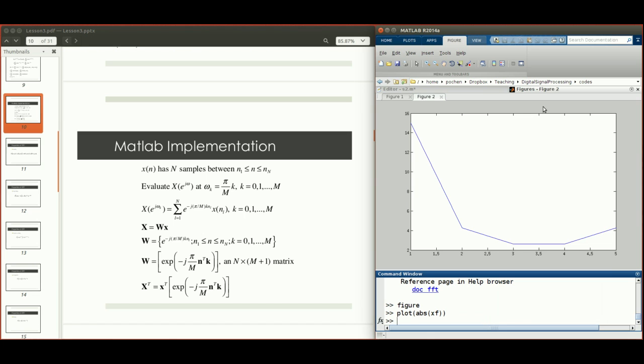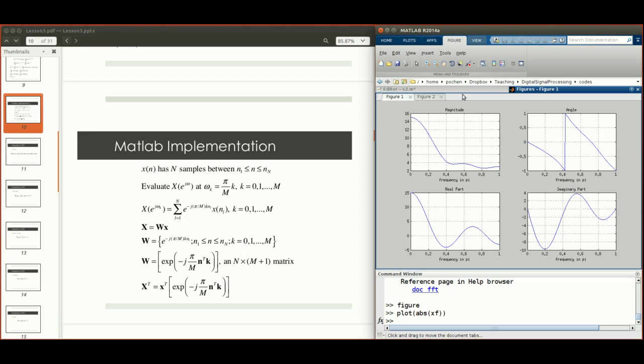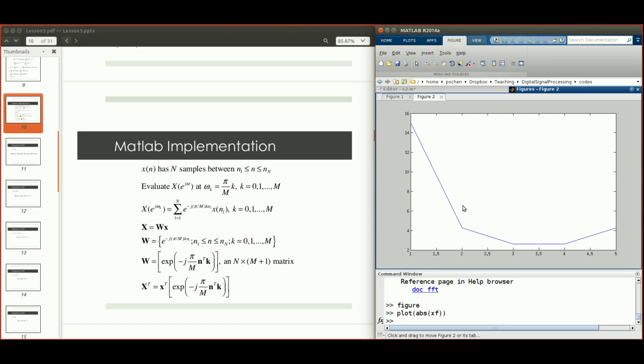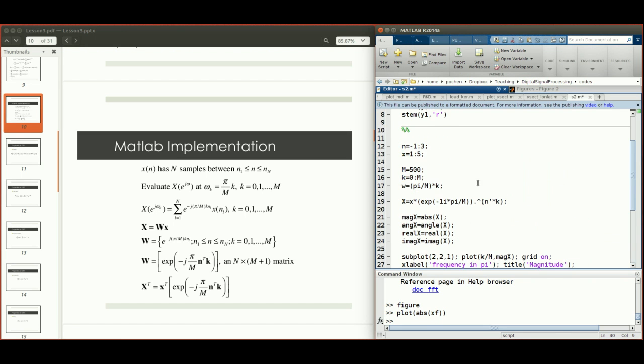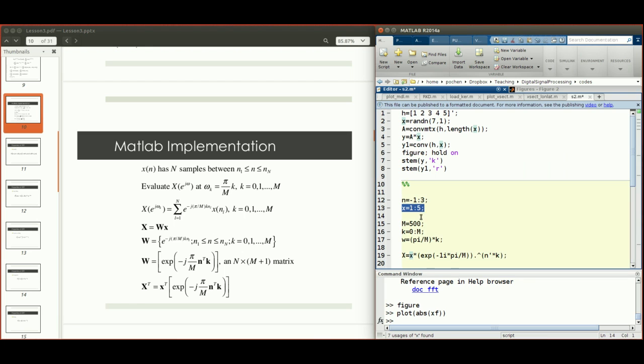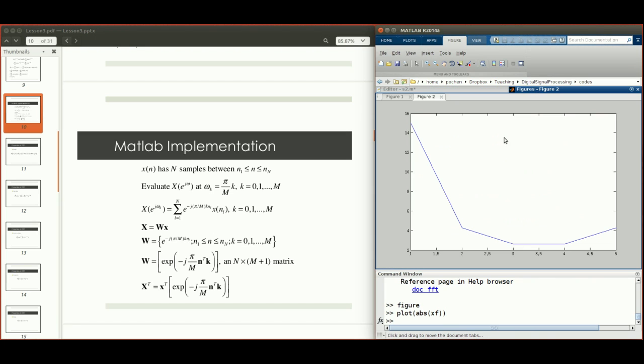If you compare this magnitude with this magnitude, it looks quite different, right? First of all, for the Matlab fft function, it has just 5 points on it: 1, 2, 3, 4, 5. Exactly the same number of points as the input sequence. How many points do we have for x? We have 5 points, defined here, right? And then the Matlab fft is going to produce an output that also has just 5 points.